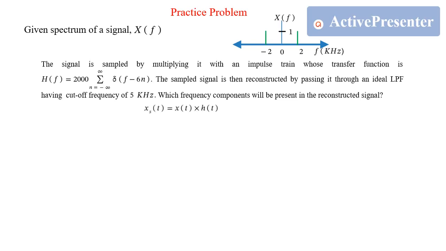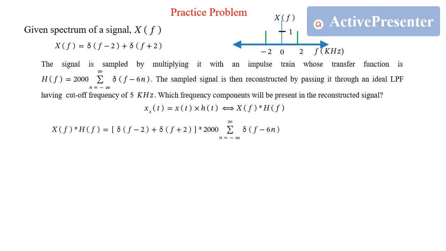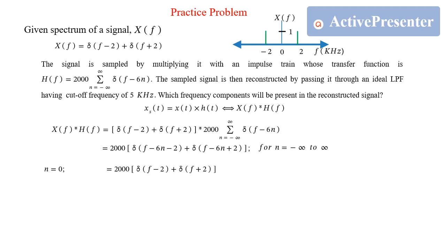Since the signal is multiplied in the time domain, their transforms will be convolved in the frequency domain, and we are given these transforms as X(f) and H(f). From the figure, we can tell that X(f) is comprised of two impulses at f equal to plus minus 2 kHz. By convolving X(f) and H(f) and using the distributive property of convolution, we get this expression. Let's put a few values of n in this expression. When n is 0, we get two impulses at f equal to plus minus 2 kHz. Therefore, the frequency present in this signal is 2 kHz.